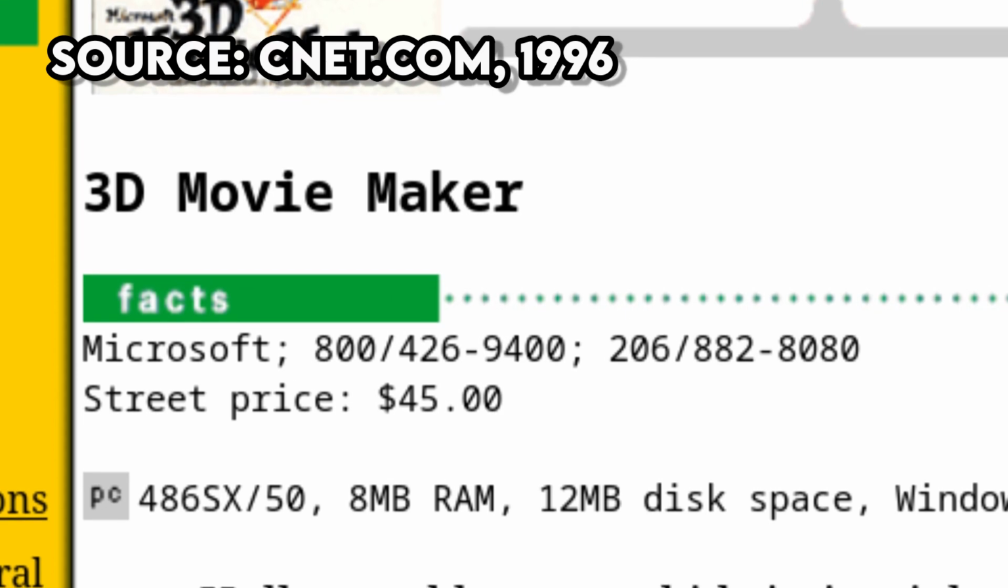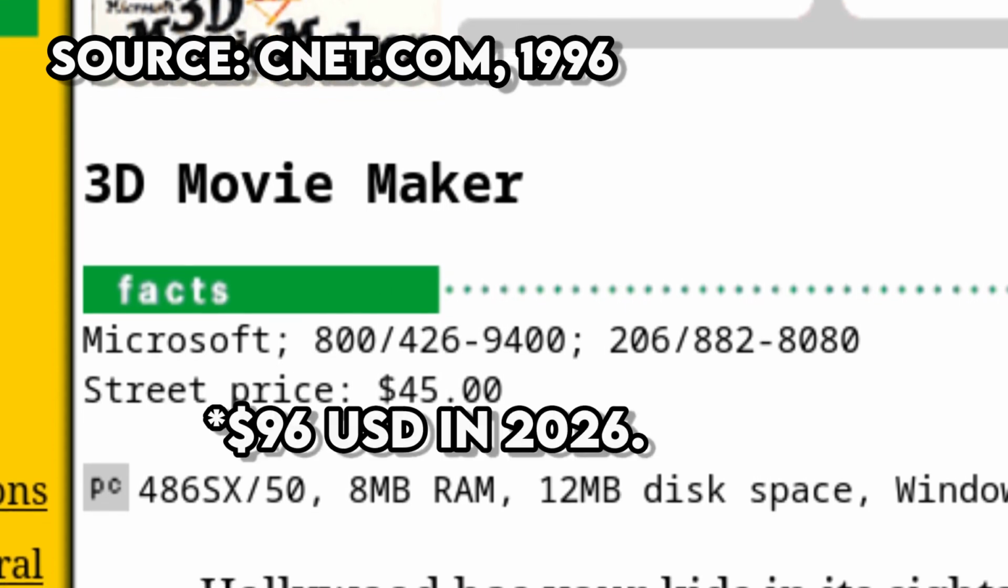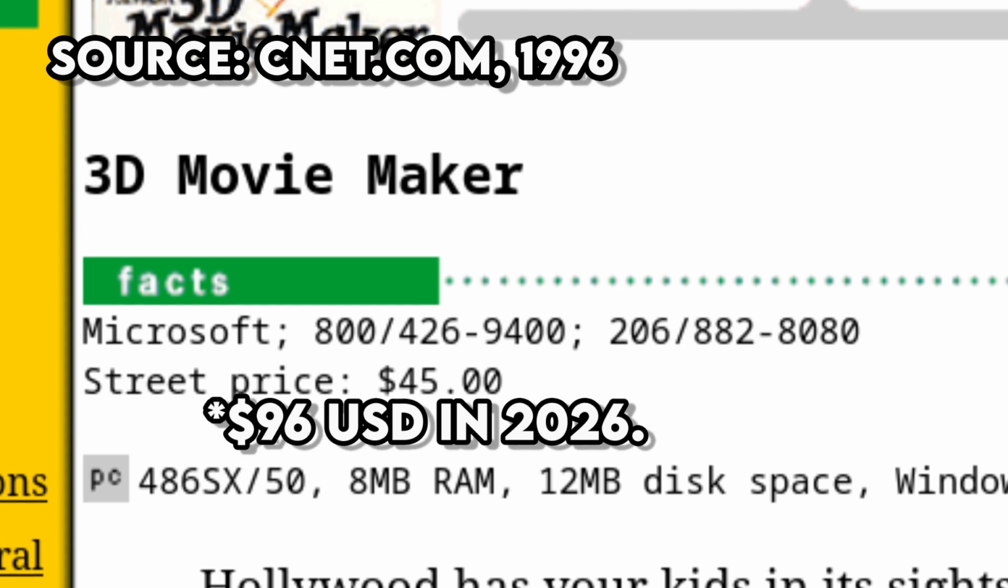Enter 3D Movie Maker in 1995, a program sold under Microsoft's For Home brand as PCs were starting to make their way into the household. It sold for $45 US, or just over that at $96 when you adjust for inflation.